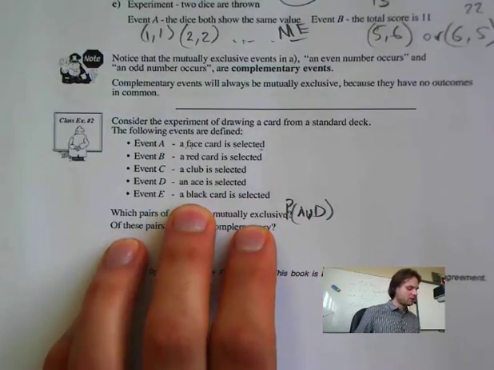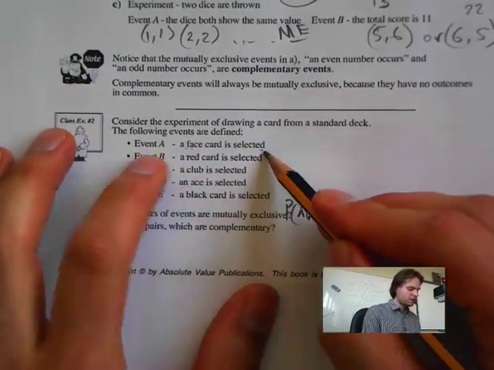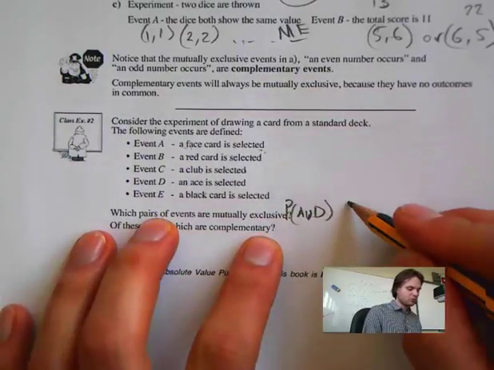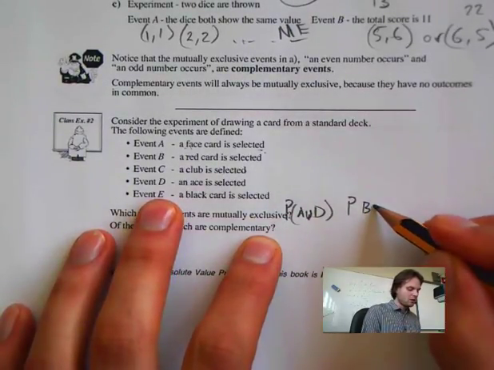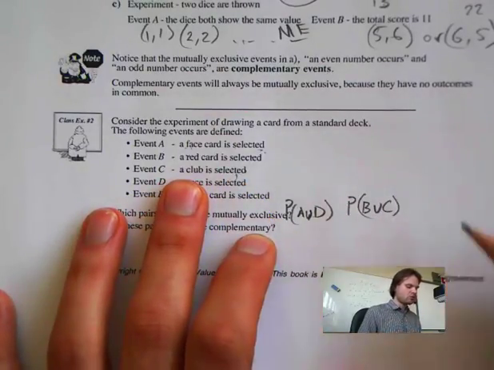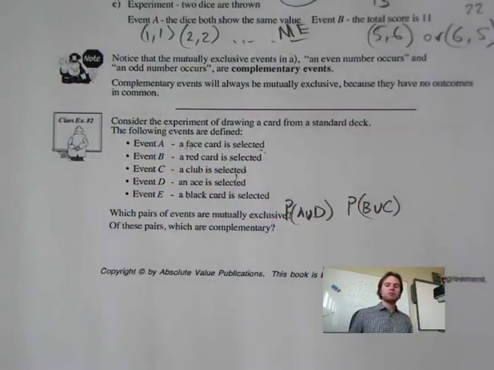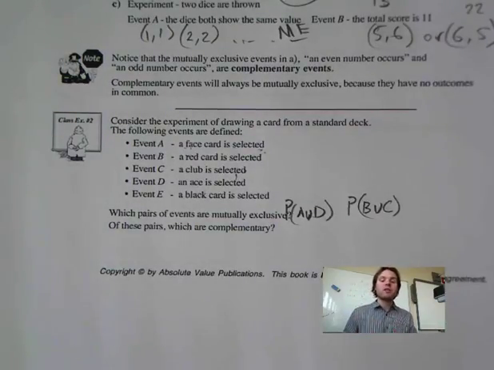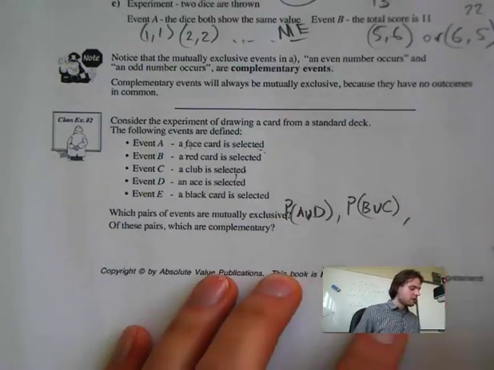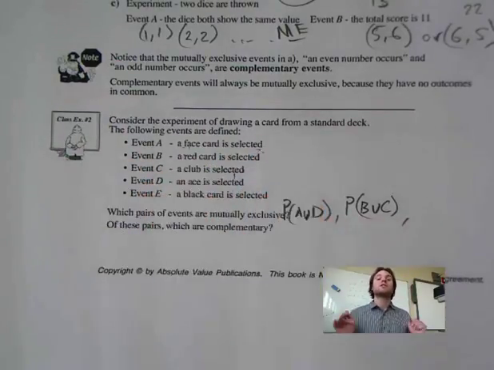The next one, probability of A or D is mutually exclusive. The next one, a black card is selected. Well, half of your face cards are black, so that can't work. Now let's take a look at a red card and a club. Well, those are mutually exclusive, so probability of event B or event, which one is it? A club, C. Those are mutually exclusive, so the probability of getting a red card or a club is mutually exclusive. There's no way you could have a red card that is a club. Let's take a look at the next one. A red card and an ace. Well, there are aces that are red cards, so that is not mutually exclusive.